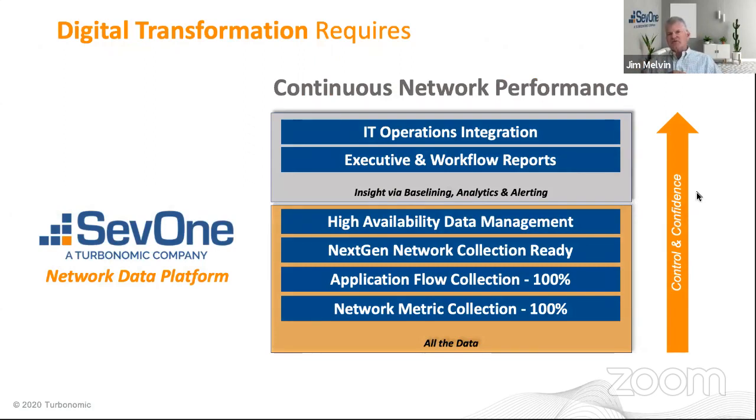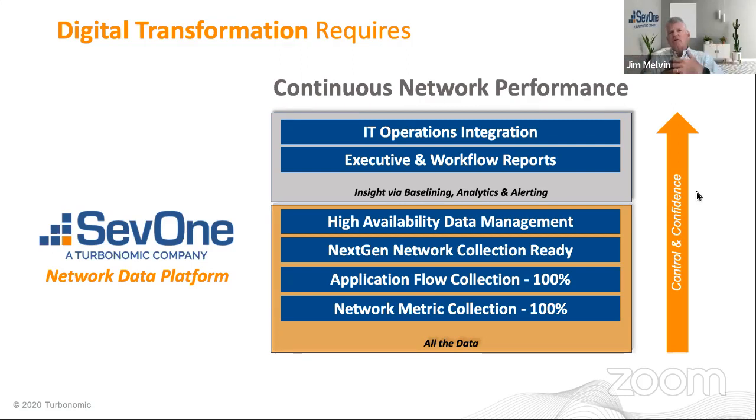How are we successful at digital transformation? Well, it requires continuous network performance and visibility. And how does Sev1 provide that to our customers? It's really all about collecting all the data foundationally and then delivering insight via baselining, analytics, and alerting on top of that. And when I talk about all the data, it starts with all of the network metrics. Any device that is part of the application creation or delivery path is a place where a problem can happen, and so you need network metrics to cover all of those.